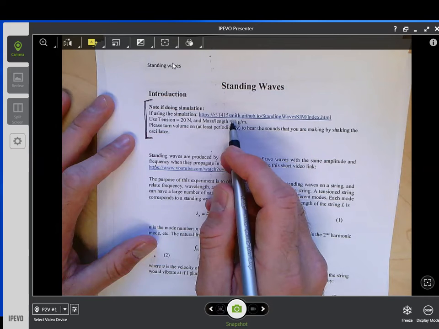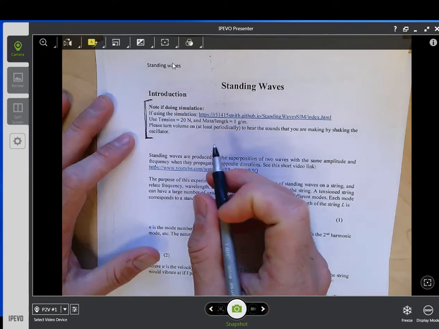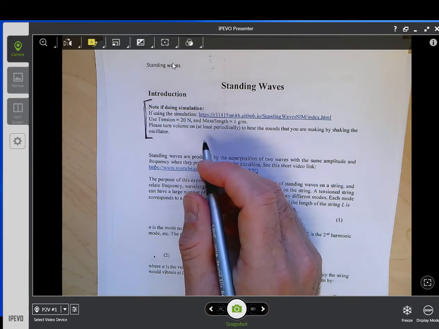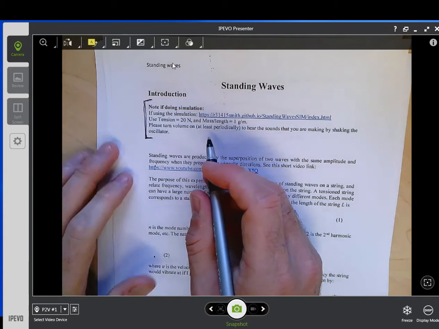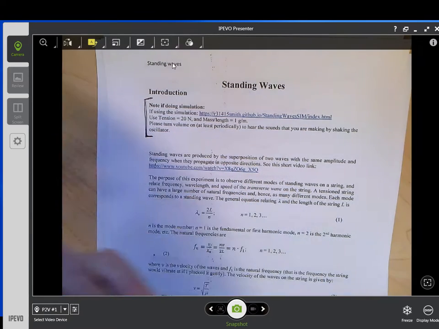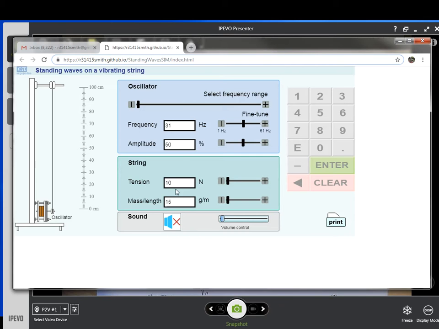this link here will take you to a simulation, and it's a good thing to do even if you have done the physical demonstration, so that you can really get a grip on systematically seeing what changes cause which effect. So in my simulation here, I'm going to go ahead and open that. In my simulation, I'm going to change the parameters as is suggested in here.